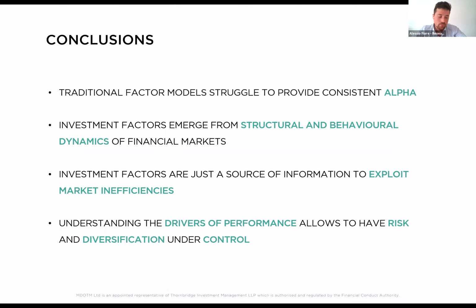We can sum it up in 4 things that we all think are pretty important. The first one is that to deliver a consistent and persistent alpha, a traditional approach is just not enough, and we need to bring it to the next level and a step further, as we have seen. So traditional multi-factor is not going to deliver the alpha that we expect.